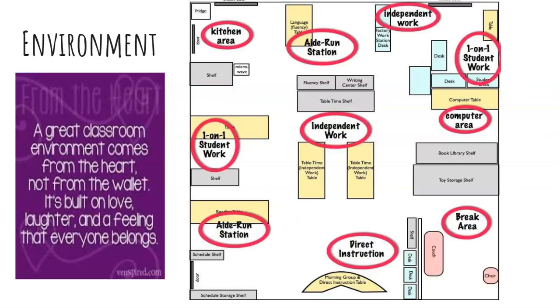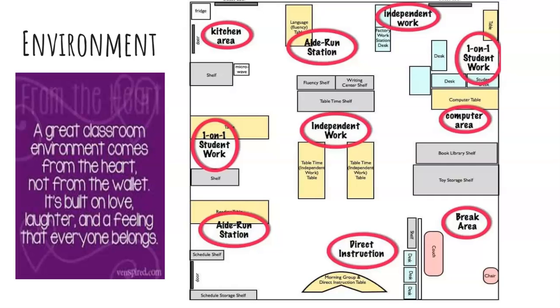When we think about a classroom environment, this is an example of how a classroom might be set up throughout the classroom. There are different areas. You have a kitchen area, there's a computer area, break area. This is just an example of how a classroom might be set up. You can notice that there's different areas for independent work. There's different areas for student work. There's a designated area for computers.